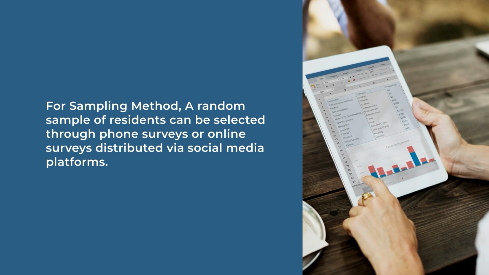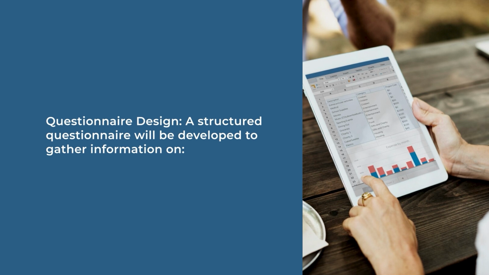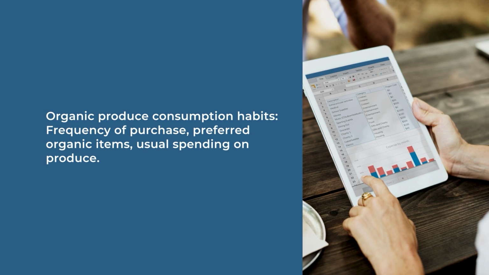For quantitative data collection, survey design may be used in which the target population may be the residents in Mohan's local market area who typically buy fruits and vegetables. Surveys can be conducted with potential customers at Mohan's retail store, local grocery stores, farmers markets or mandi. For sampling method, a random sample of residents can be selected through phone surveys or online surveys distributed via social media platforms.